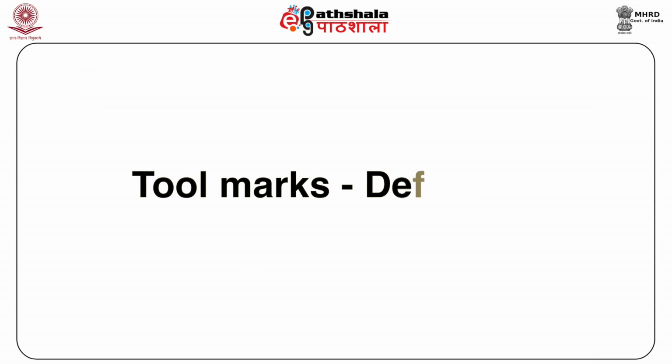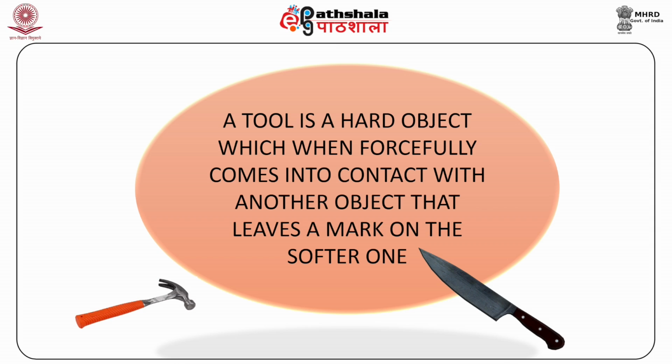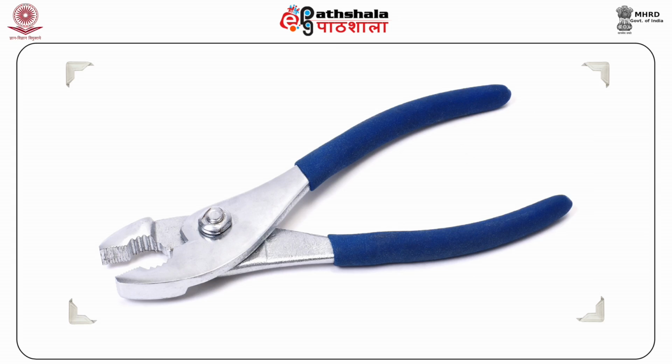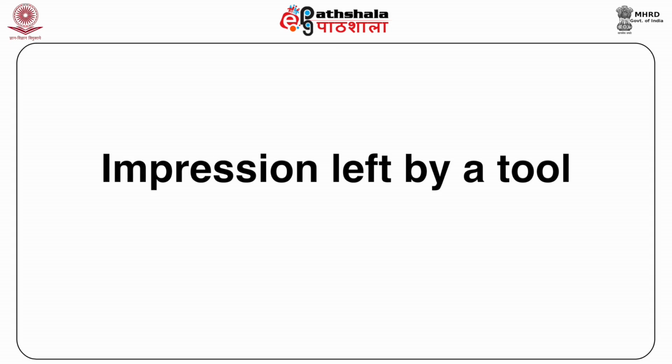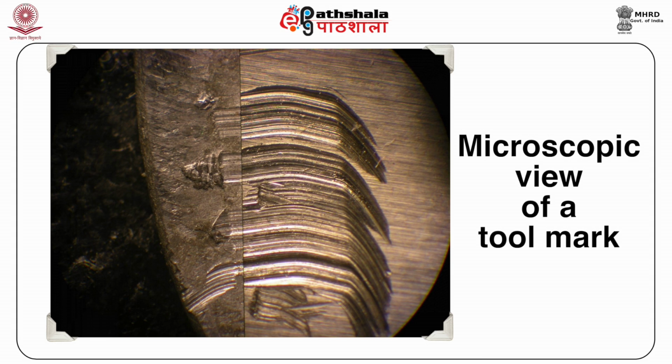A tool is a hard object which, when forcefully comes into contact with another object, leaves a mark on the softer one, like a screwdriver, plier or an arc joint plier, hammer and wire cutters, etc. A tool mark can be defined as an impression left by a tool when it comes into contact with a surface. If the tool contacts the surface with a large force, it leaves behind an indentation and the pattern of the tool is permanently reproduced on the surface.